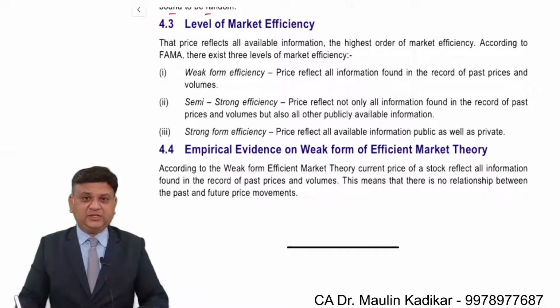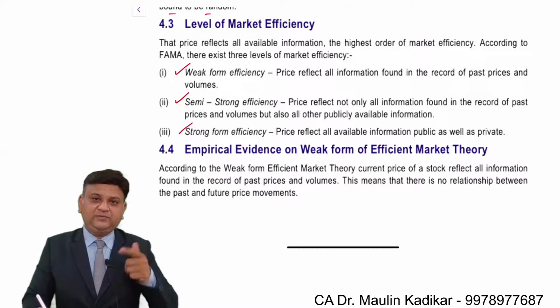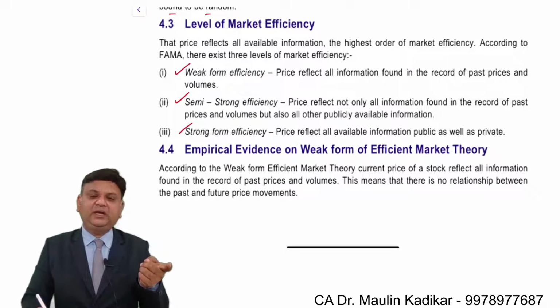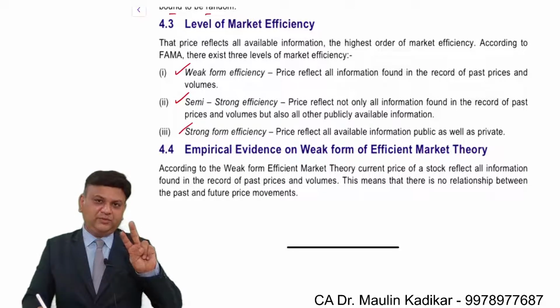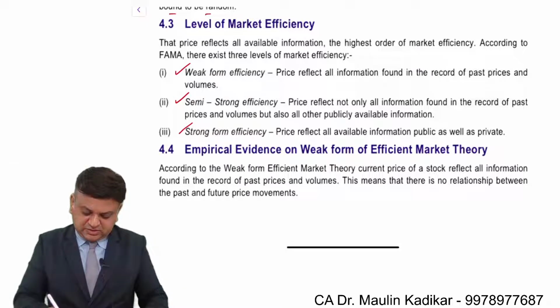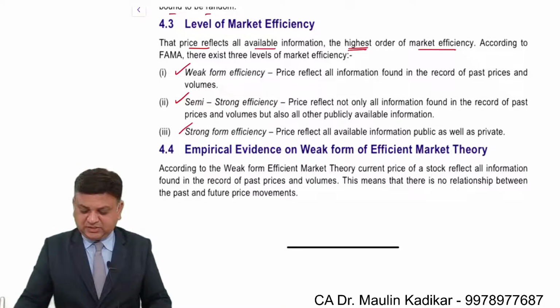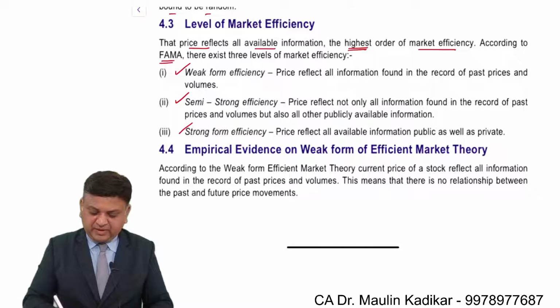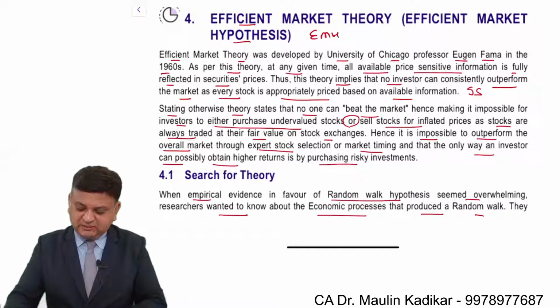Levels of market efficiency: weak, semi-strong, strong. Weak means the past cannot be taken as a base for predicting the future. Semi-strong means all information is incorporated. Strong means insider trading is a punishable offense. The price reflects all available information. It is the highest order of market efficiency. According to Fama, there exist three levels of market efficiency. That is the name of the author, Fama.